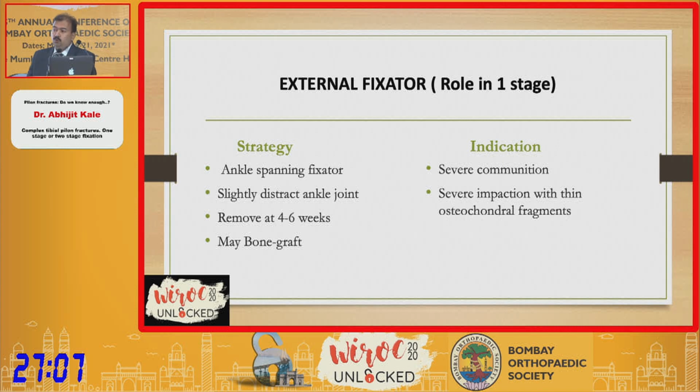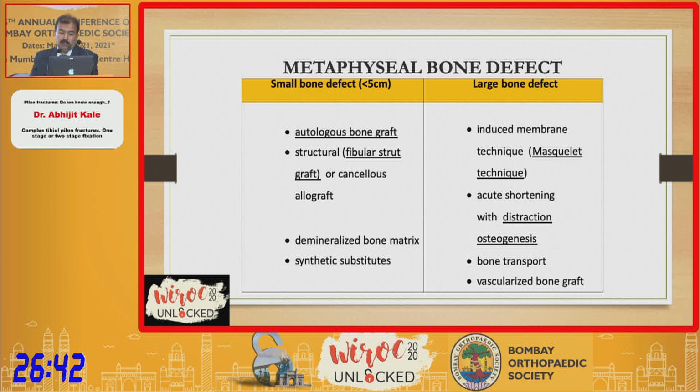Is there any role for an external fixator even in a one stage? Yes. In cases of very severe degree of comminution, or if there is a severe impaction with a small osteochondral fragment, probably one can put an ankle spanning fixator. One can slightly over distract the joint, keep it in place for 4 to 6 weeks and then remove. One has the option of doing a primary or a secondary bone grafting.